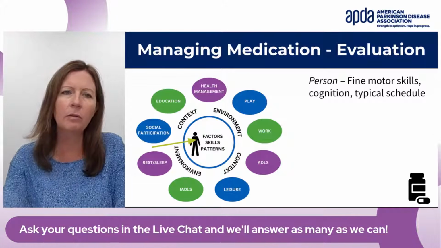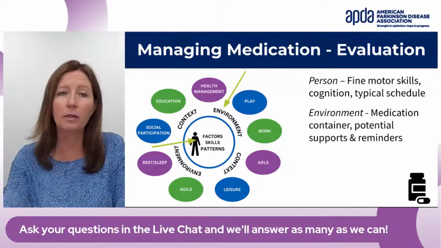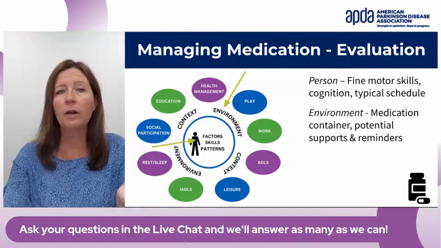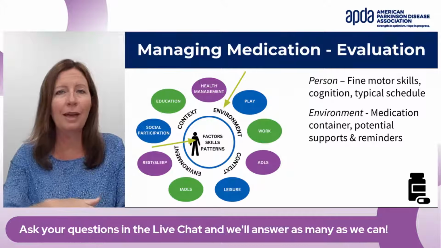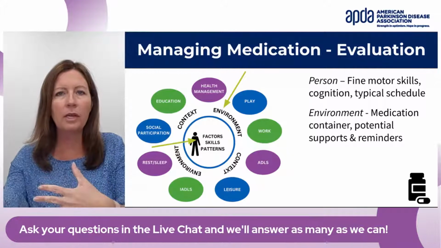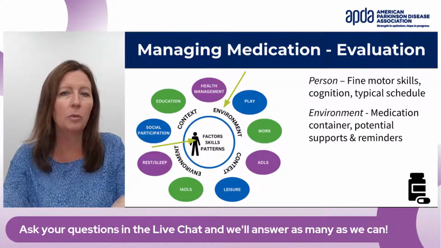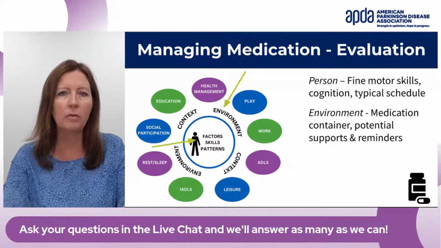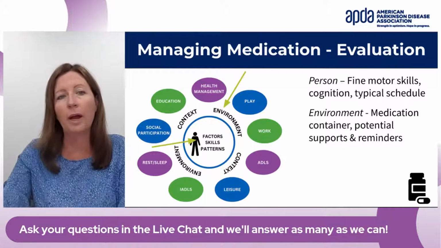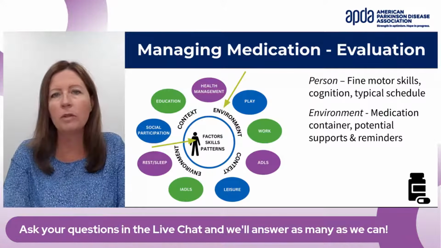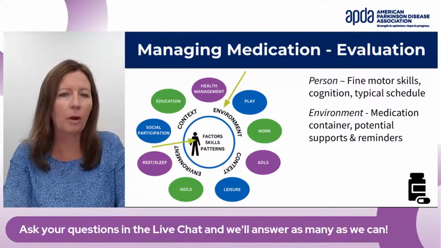And then the second thing would be to look at the environment. So that would be, what kind of medication container are they using now? Maybe what is needed different. And then also looking at any kind of potential supports that they might have with taking their medication, and also reminders, of course. And what are they using right now? Are those reminders working or not?